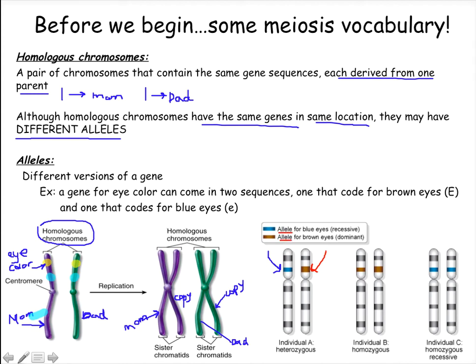Okay, and so they don't always have to be different. For instance, here we see that maybe mom has a brown allele and dad has a brown allele. Or maybe mom and dad both gave you blue alleles. So the alleles can be the same, but they don't have to be.